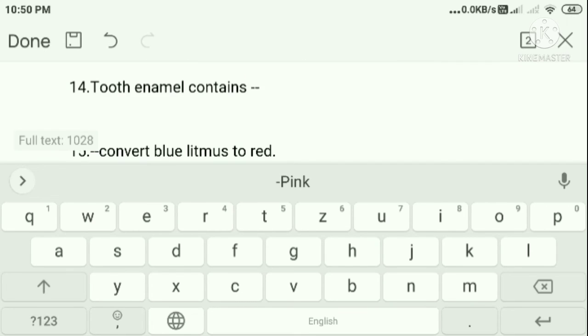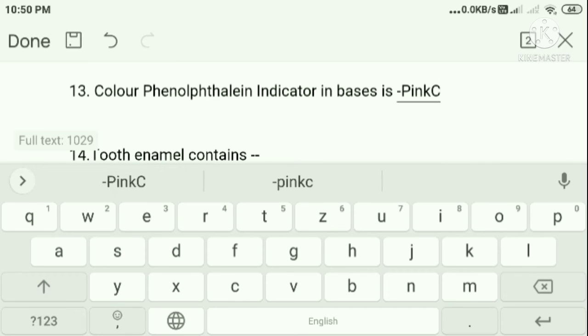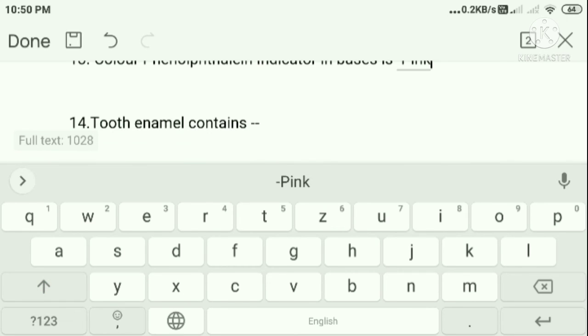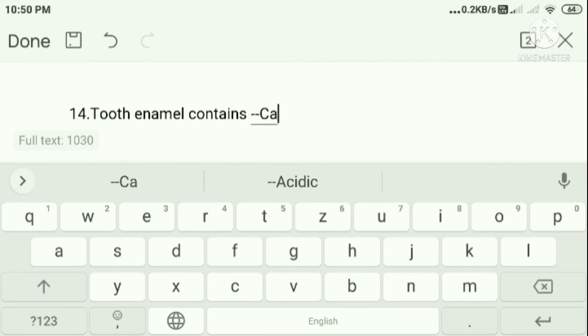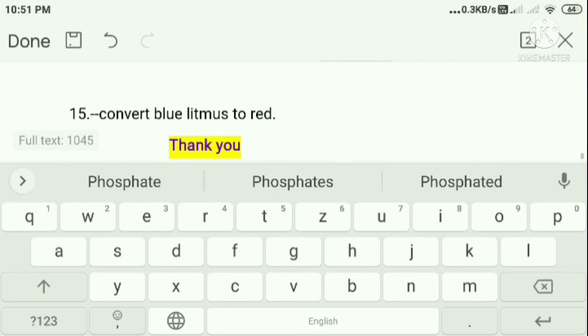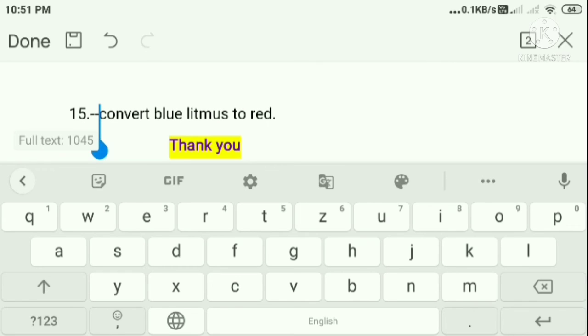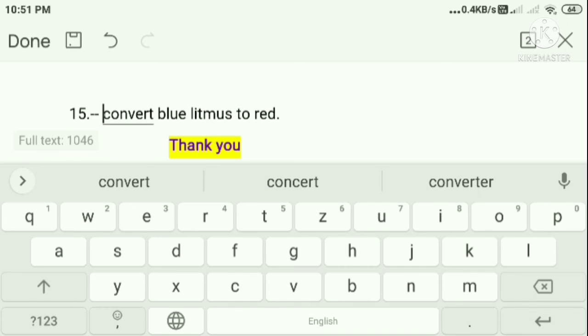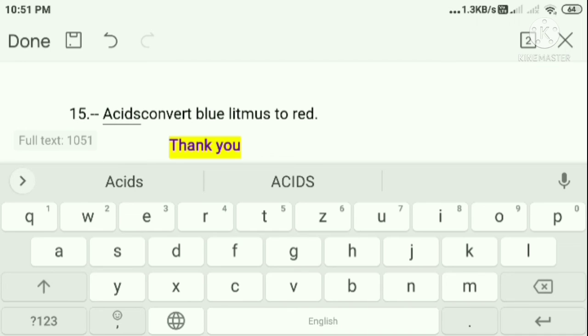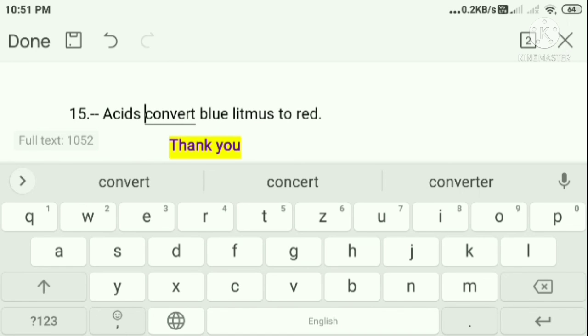Now let us come to the 14th question, that is, tooth enamel contains what? Tooth enamel contains calcium phosphate. Okay. Then let us come to the last question, that is, dash converts blue litmus to red litmus. What will convert blue to red? That is acids will convert blue litmus to red litmus. And bases convert red litmus to blue litmus.